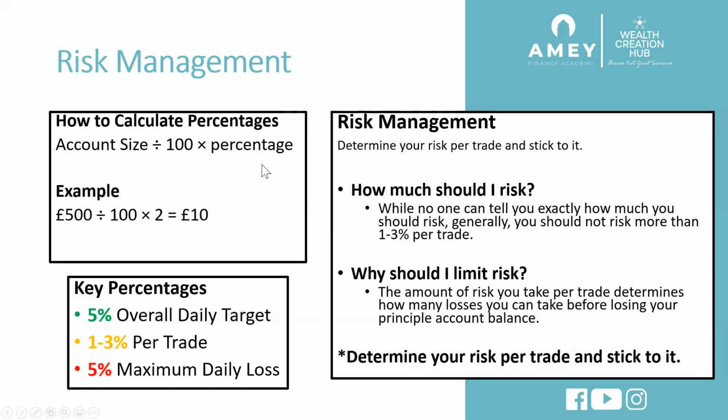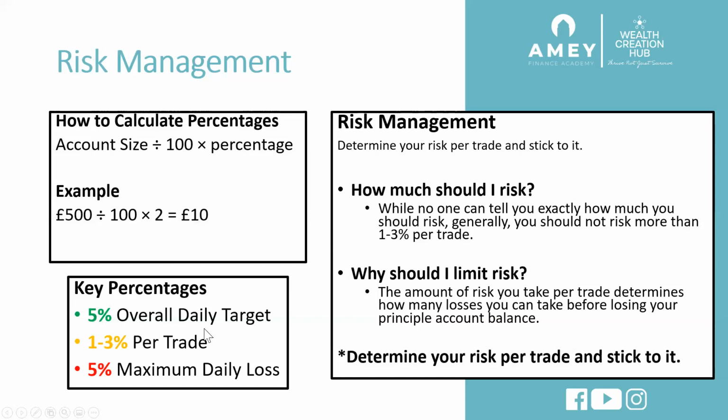So when I work out and calculate my risk, I look at my account size and then divide it by 100. So basically it's 100%. Then I multiply it by the percentage that I want to trade. So if it's 2%, and my account size is 500, I divide it by 100 and I multiply it by 2. So then my 2% trade will be £10.